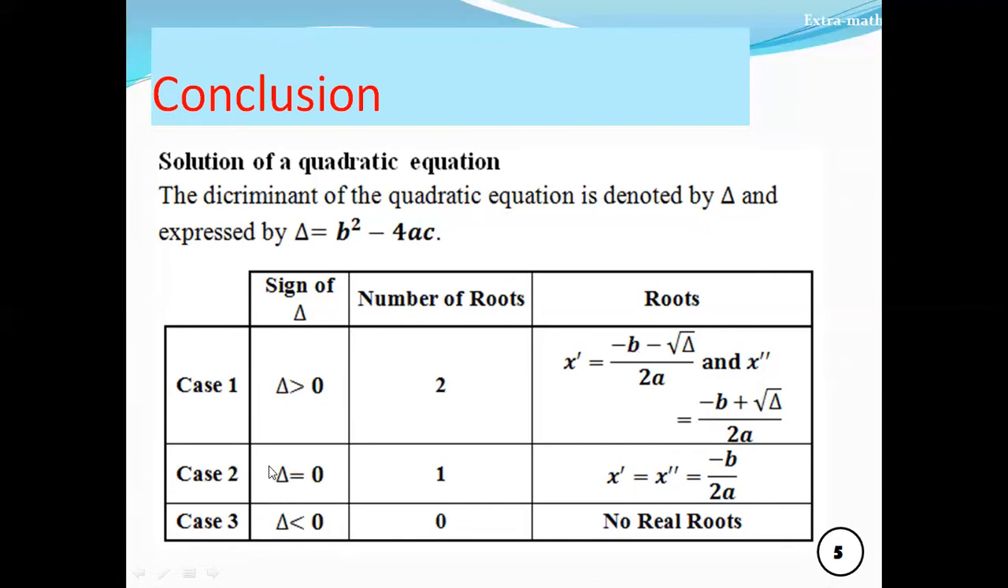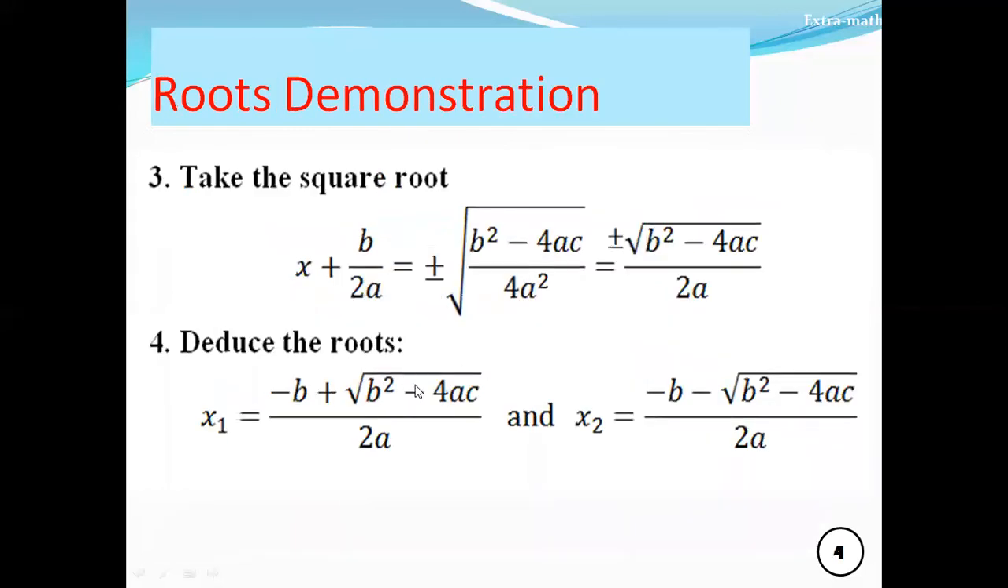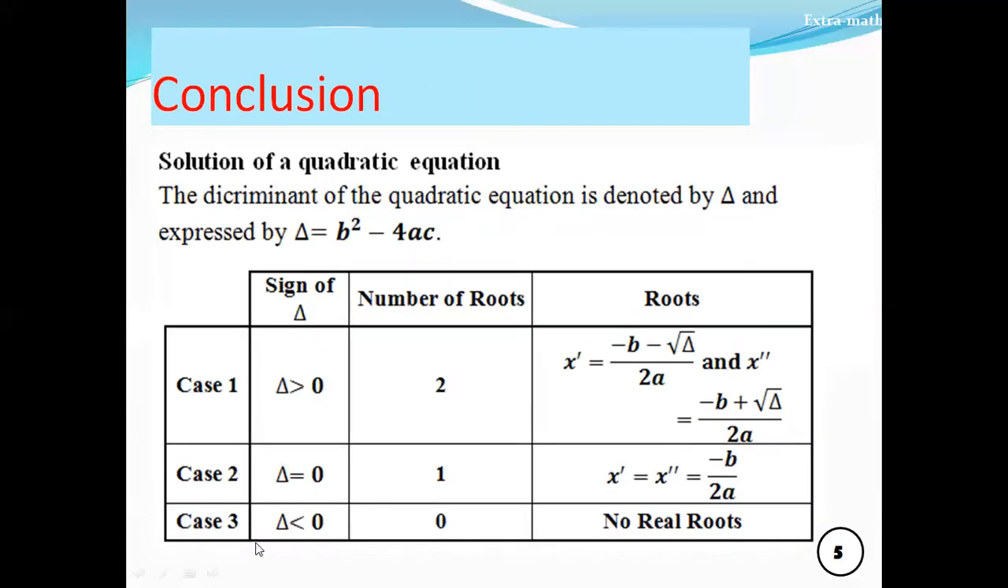In case 2, we have delta equals 0. Then the number of roots is 1, because if radical delta equals 0, then the first root is minus b over 2a, and the second root is also minus b over 2a. We conclude that x prime equals x double prime equals minus b over 2a. So we will have one double root, which is minus b over 2a. In case 3, delta negative, we will have under the radical sign a negative number. So x1 and x2 do not exist in R, and they are two complex numbers. So if delta is negative, we have no real roots.